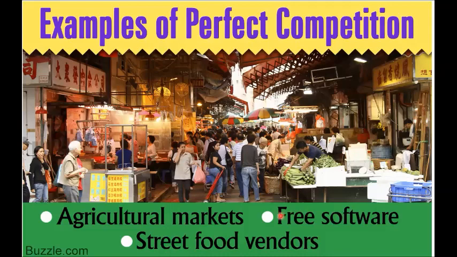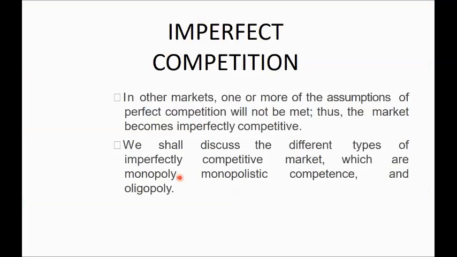So examples here are the agricultural markets. Another example is free software, and the street food vendors, wherein they are selling similar or identical products.